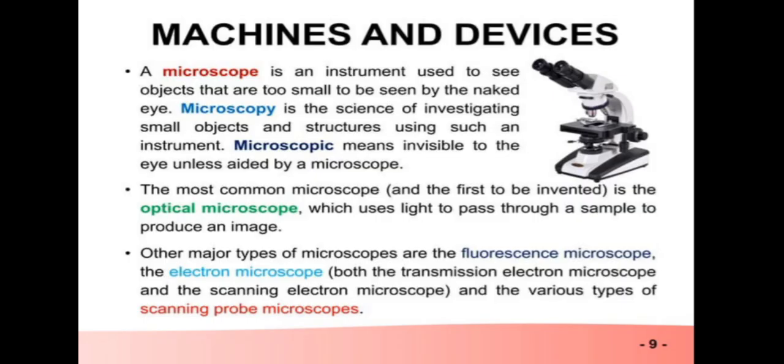Now, what is a microscope? A microscope is an instrument that is used to see different types of objects that are very small and cannot be seen by the naked eye, so that is called a microscope. And the study of things by using a microscope is called microscopy.